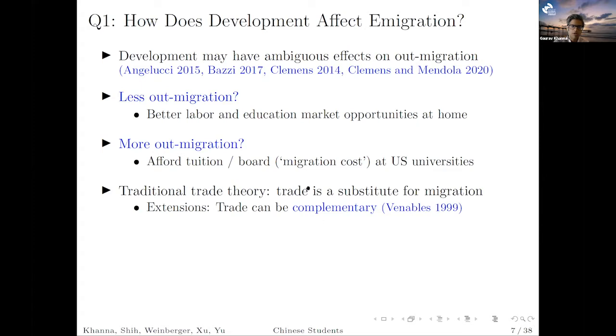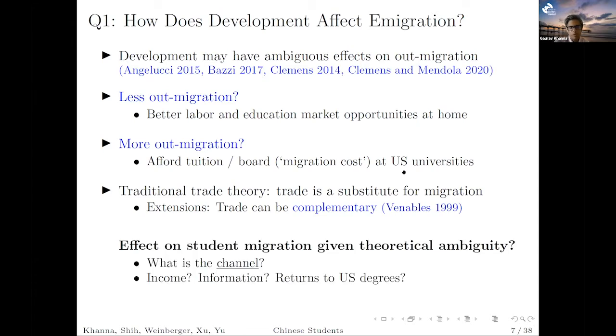The ambiguity also arises if you follow some classical trade theory. They talk about how there's this debate about whether trade is really a substitute for migration or a complement. And so there are other reasons why this ambiguity might exist, but where we're coming in is saying, okay, empirically, can we resolve this? What is the effect of student migration? And more importantly, what is the channel that drives any sort of relationship between trade growth and student migration?